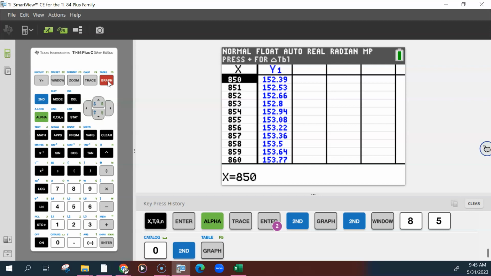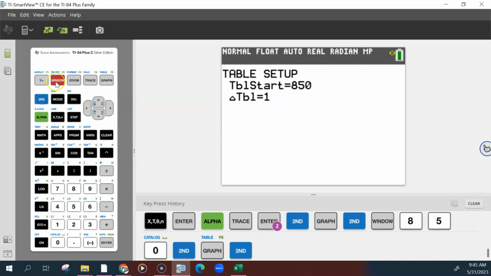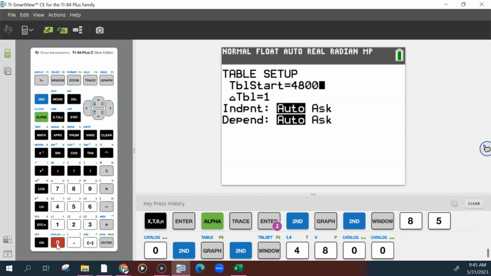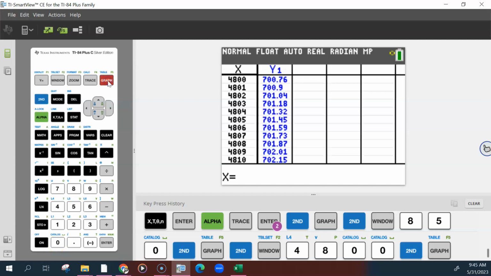Part B, you can either do by hand or do in the table. The table might be easier since it's already up here. We're looking for the 4,800 kilometer flight cost. So we're still looking for y, and we have a new x. So we can change that x value. Second window, again, change this to 4,800, and go back to the table. And then to the nearest dollar, we can say $701.